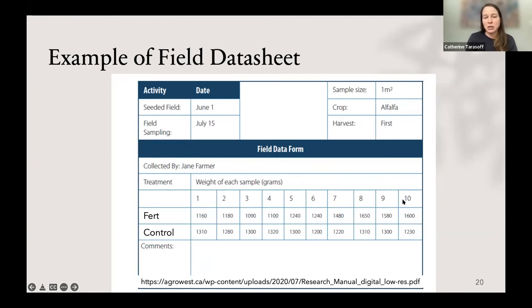Now we have our 10 hoops. Here was the weight of the 10 hoops individually in the fertilized areas. And here's the weight of the 10 hoops individually in the control. This is all in grams. You can simply just take an average yield, and then you can scale that up to tons per acre, just based on grams per meter squared.